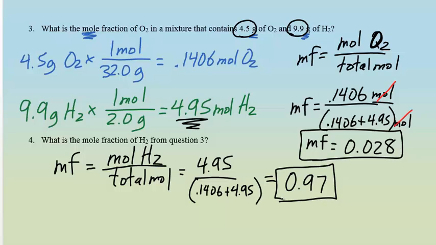What these values mean is basically it's kind of like a percent. If you were to think about multiplying this number by 100, you would get 2.8%. And if you were to multiply this number by 100, you would get 97%. So our solution in this case is 97% hydrogen and 2.8%, and again we're rounding so it's closer to 3%, oxygen.